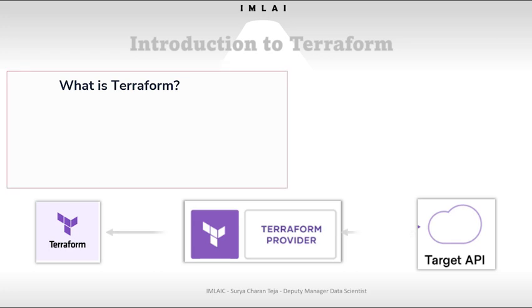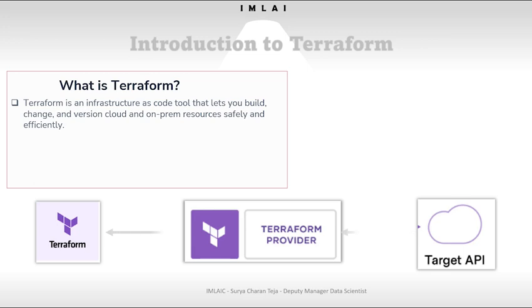It lets you build, change, and version cloud and on-premise resources safely and efficiently. So HashiCorp Terraform is an infrastructure as code, that IaC tool, that basically lets you define both cloud and on-premise resources in human readable configuration files. So here you will have a Terraform configuration file that's basically in human readable format only.